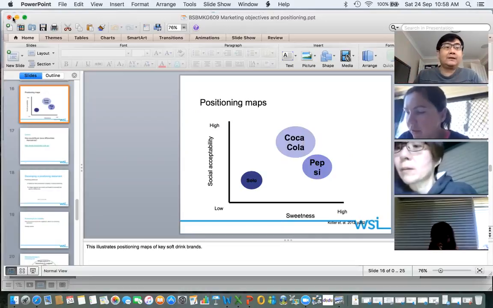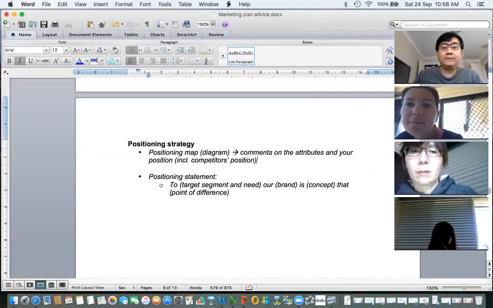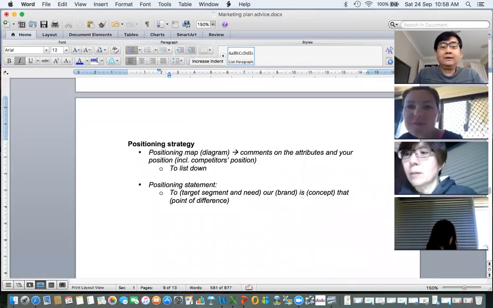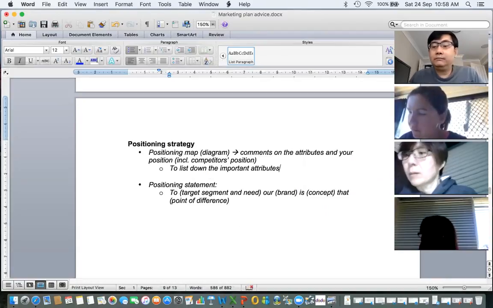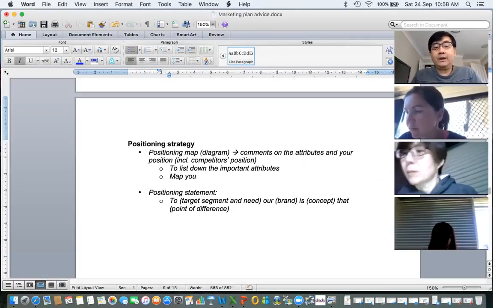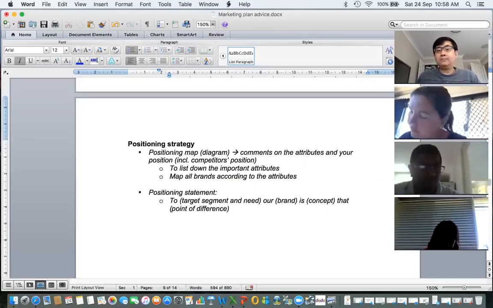So the first step for the positioning map that I'd like to recommend is to list down the important attributes. Eddie, can we just use that of the competitors? Yes, that includes your competitors. And then you map all brands, just the major ones if you have many brands, according to the attributes.